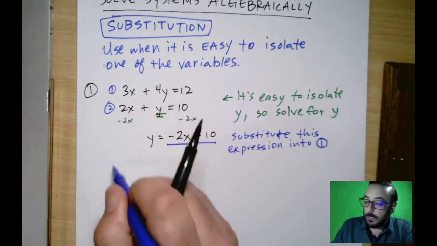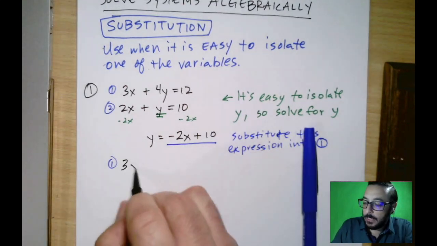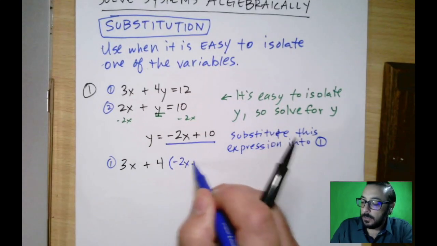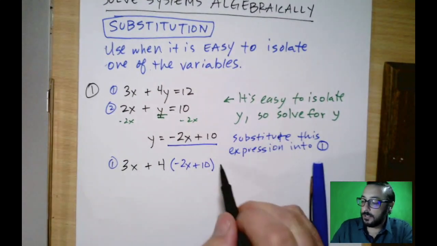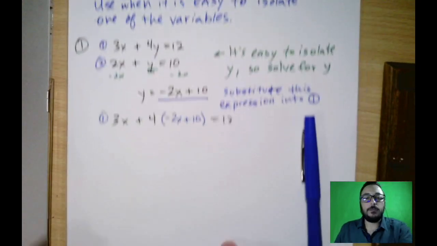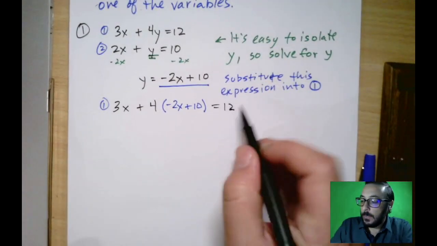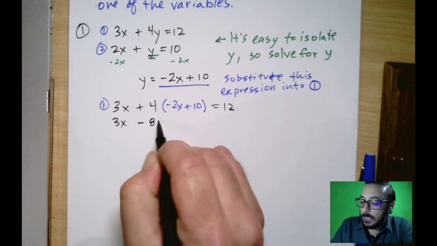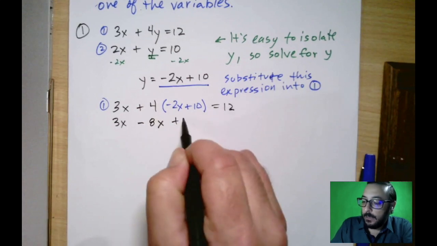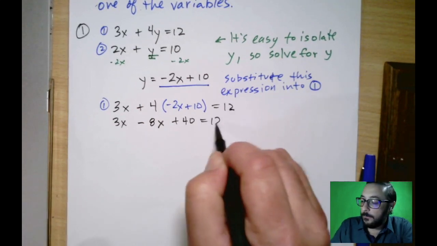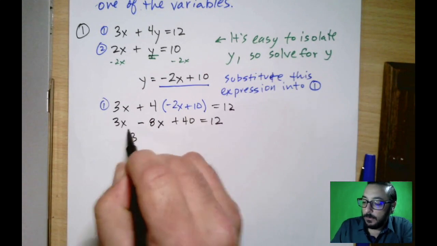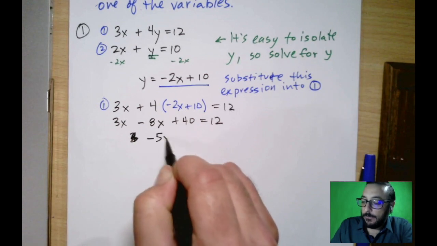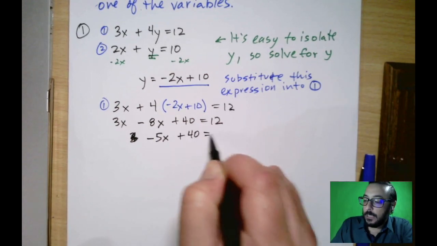So this is equation 1. We're going to do 3x plus 4 times negative 2x plus 10. That's the substitution. And then we're going to go ahead and solve for x. Right? So here we're going to distribute. 3x is going to be negative 8x, so minus 8x plus 40 equals 12. Subtract the 40, so we get, well, this actually becomes what? 3x minus 8x is, sorry about that, negative 5x plus 40 equals 12.